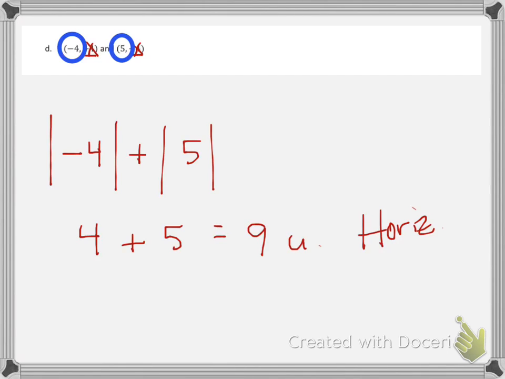Okay, and that's it. That's what we have to remember in Lesson 18. Distance is given to us through absolute values. If the values have the same sign, we're going to subtract the absolute values to find distance, and if they have opposite signs, we're going to add the absolute values to find distance.